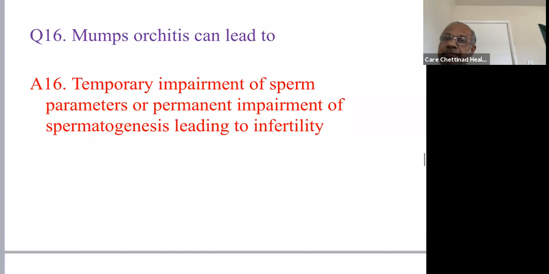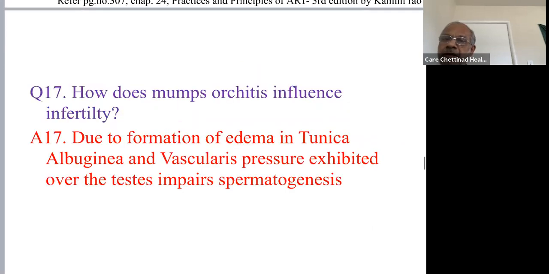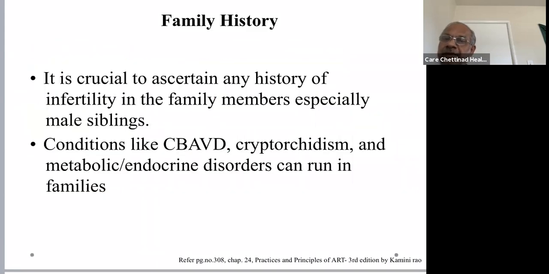Mumps orchitis can lead to impairment of sperm parameters or even permanent damage to the testis. They may not present with peritonitis, or they often present with peritonitis. The mechanism by which orchitis influences infertility is the edema. The testis swells up, it can't swell beyond a certain point, leads to intratesticular pressure and impairment of spermatogenesis or atrophy of the tubule. Also ask for history in the family of anybody, close family members having had infertility.